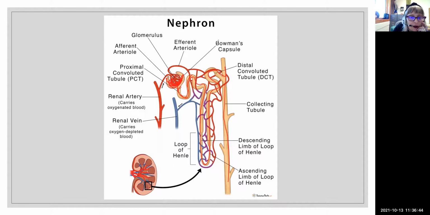Minor calyx are these structures right in here. Major calyx, let me just erase so I can show you just the major and minor calyx. So minor calyx is here. Major calyx is the section right here, and then the renal pelvis, and then the ureters, the bladder, and then the urethra. And that's how we get rid of our waste products.